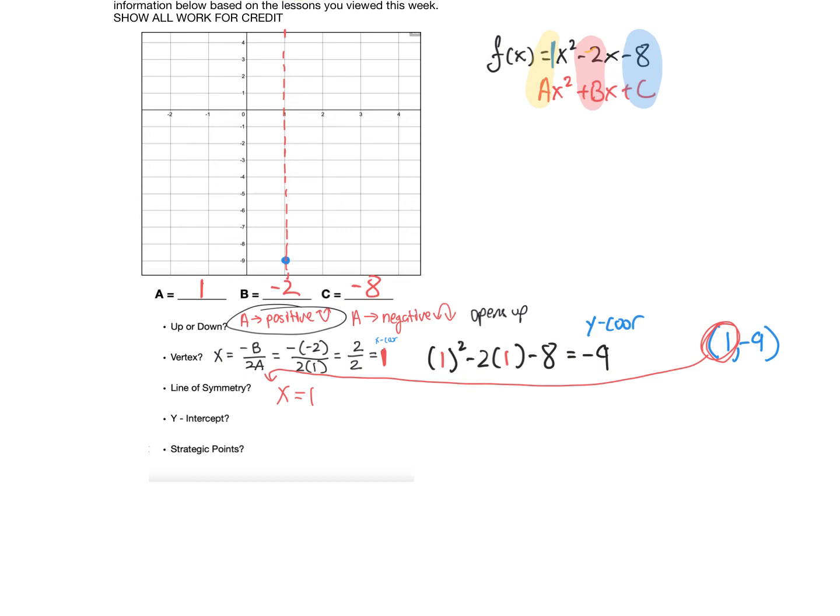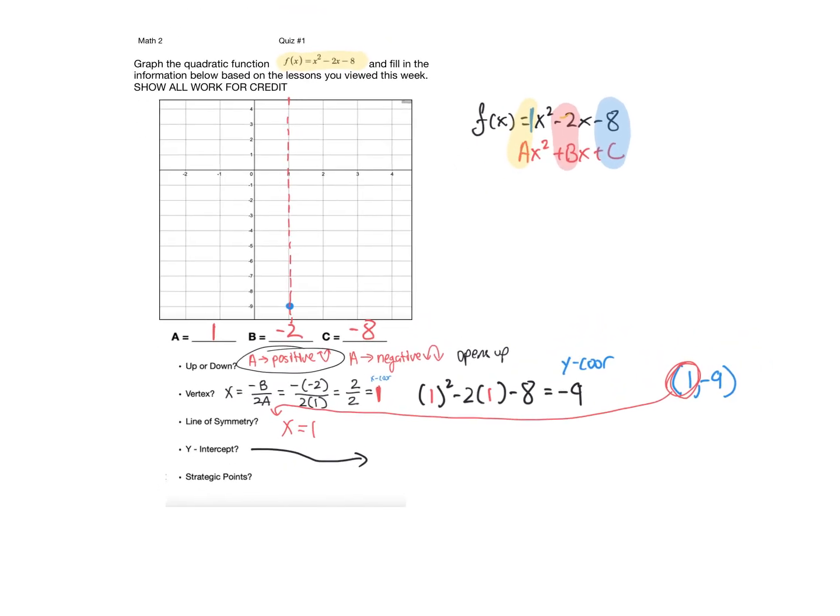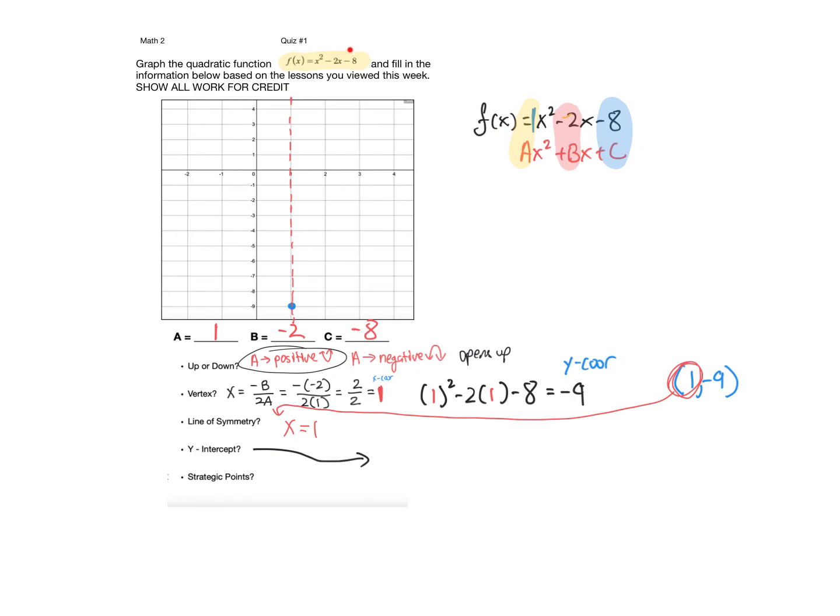Okay. Our next thing that we want to do is find the y-intercept. The y-intercept is always found by plugging 0 into the original equation, which is up here, and then finding out what the y value is. So let's do that. So we go 0 x squared minus 2, putting 0 in, like that, minus 8.